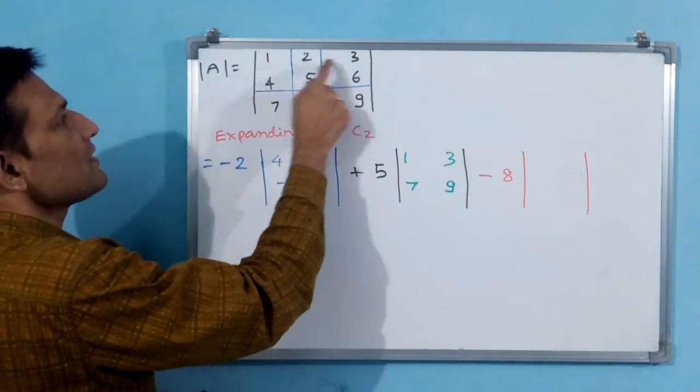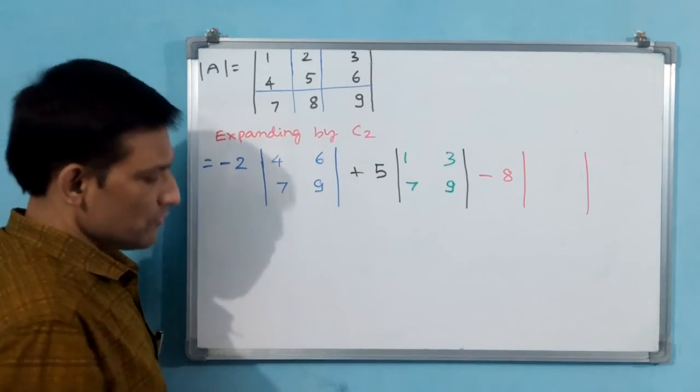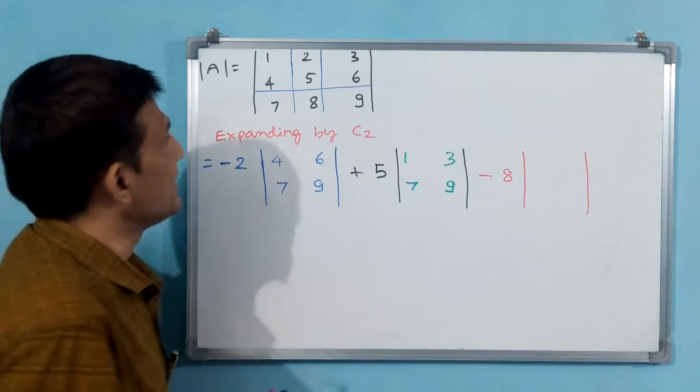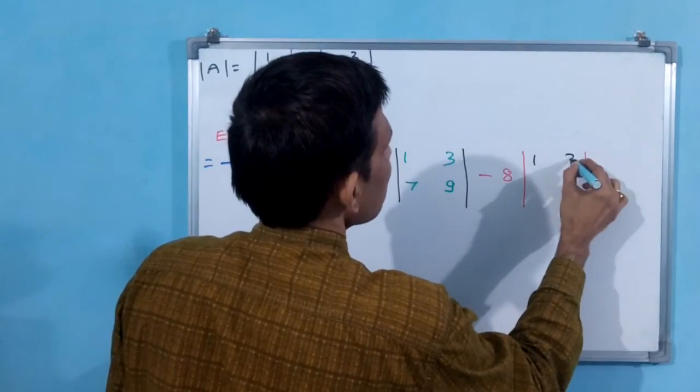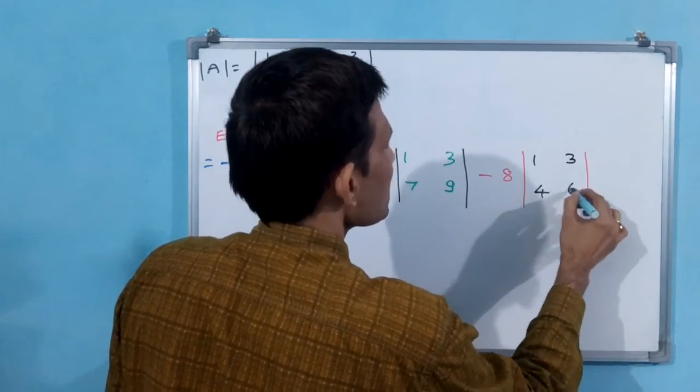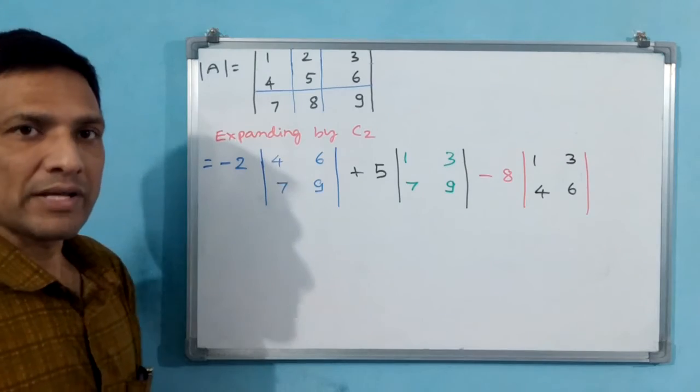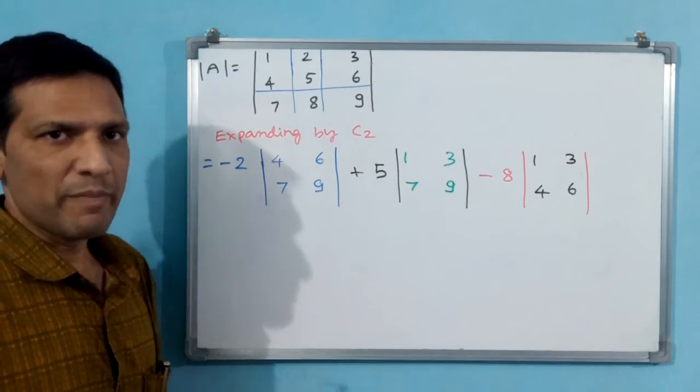What you have to take then left? 1, 3, 4, 6 only left. Then you write 1, 3, 4, 6 only here. Write down 1, 3, 4, 6. You understand now how it has come? Afterwards very easy. Remaining steps.